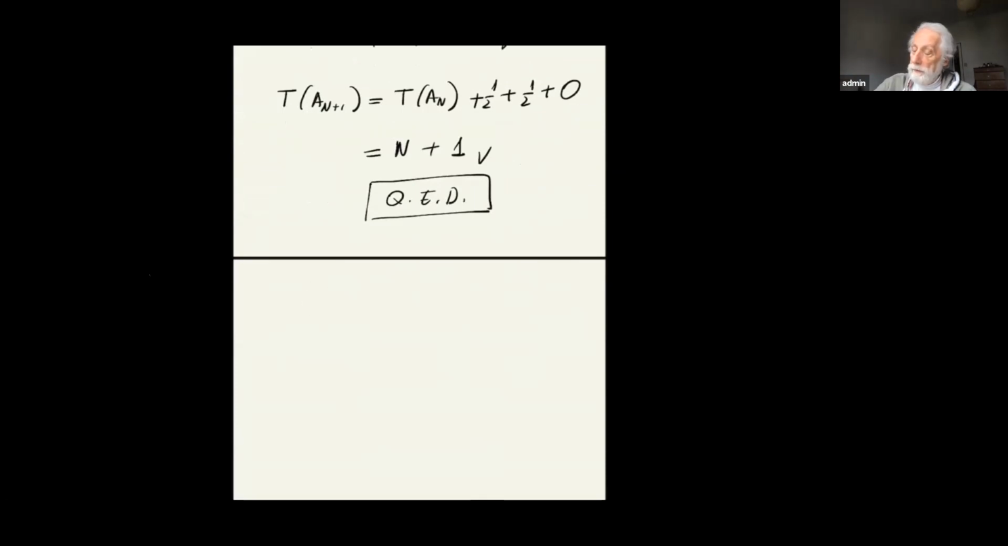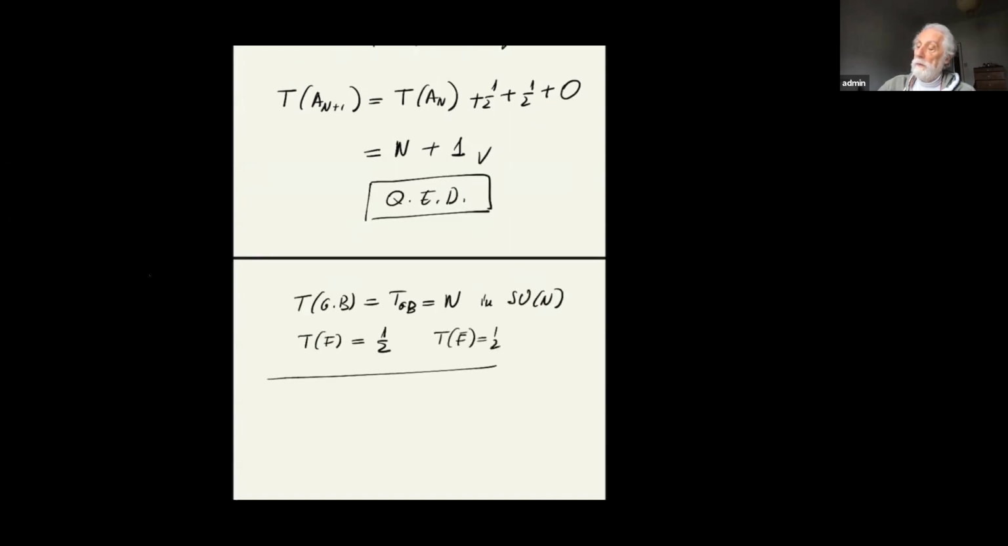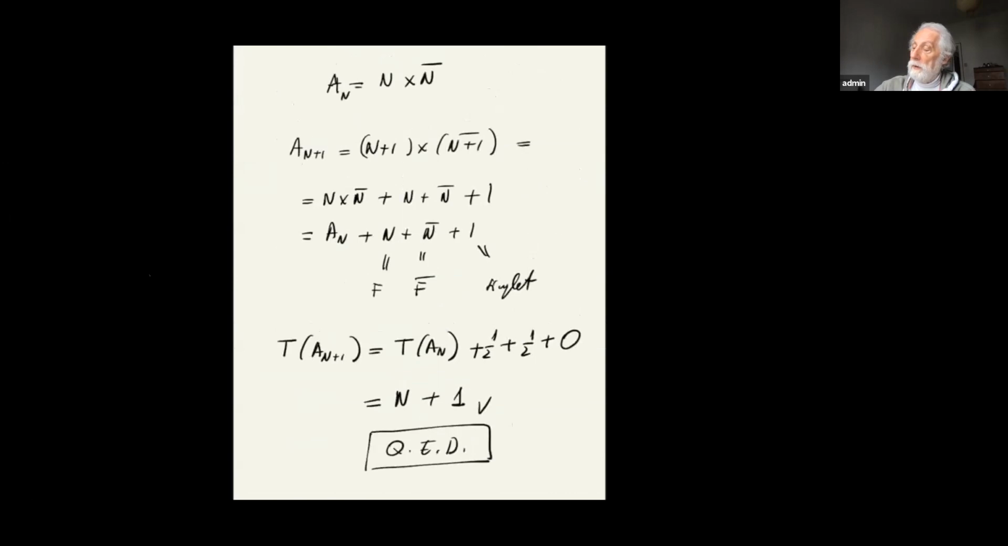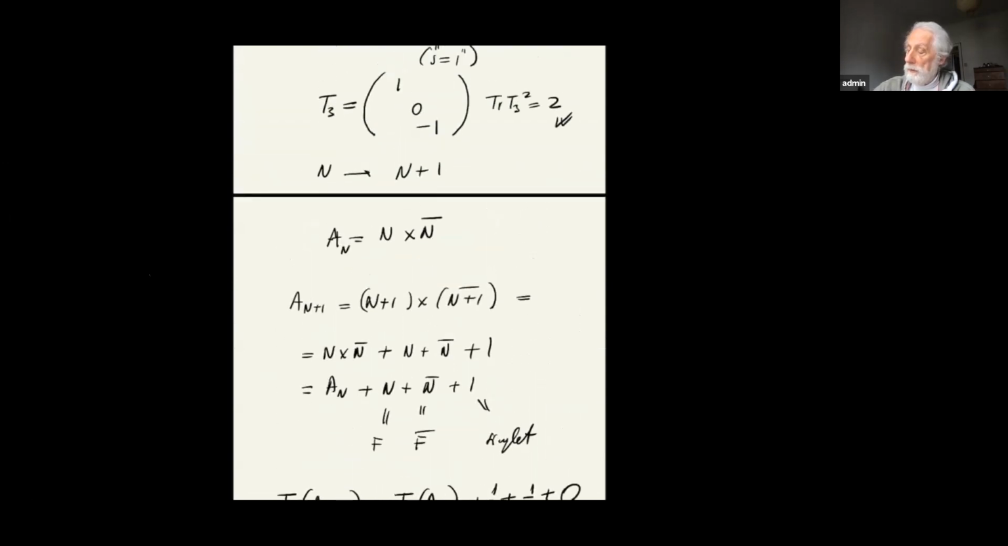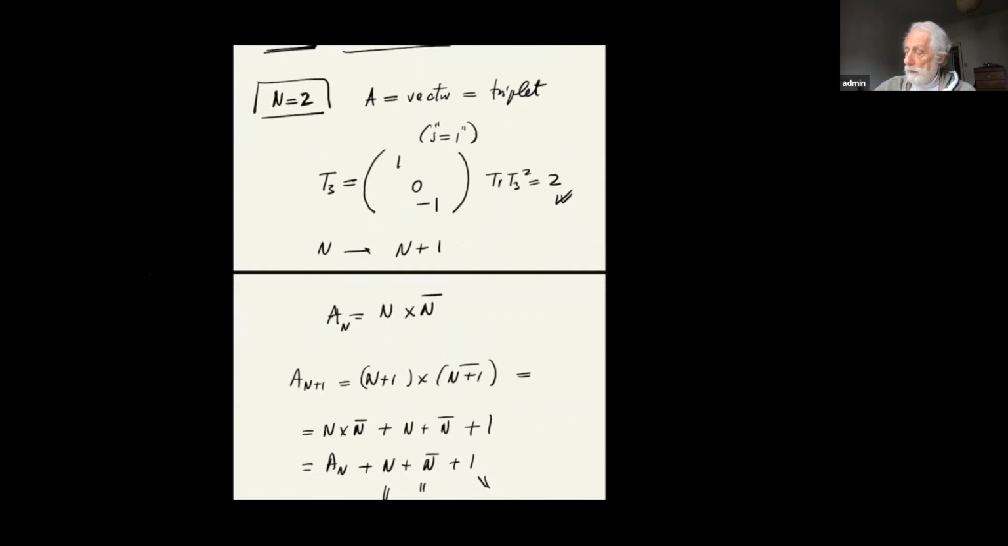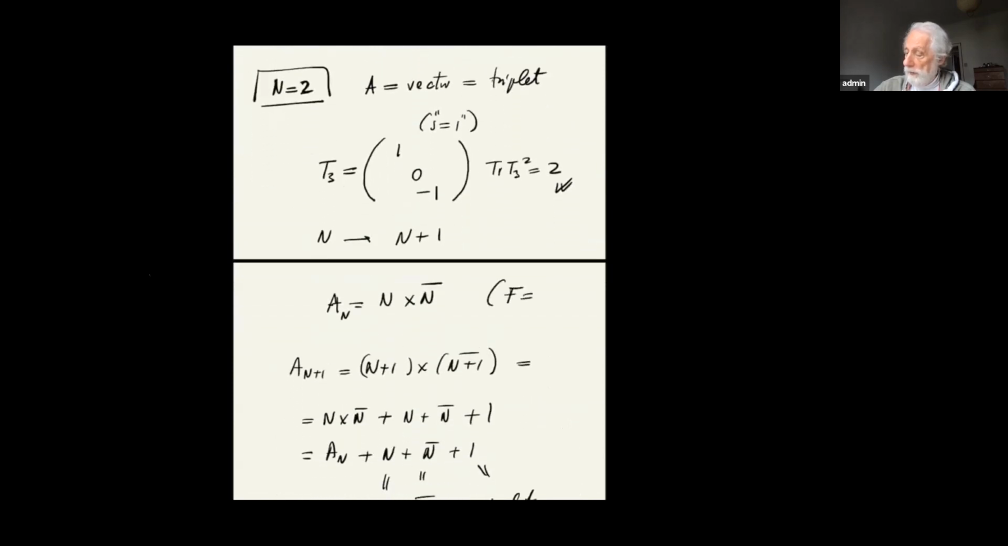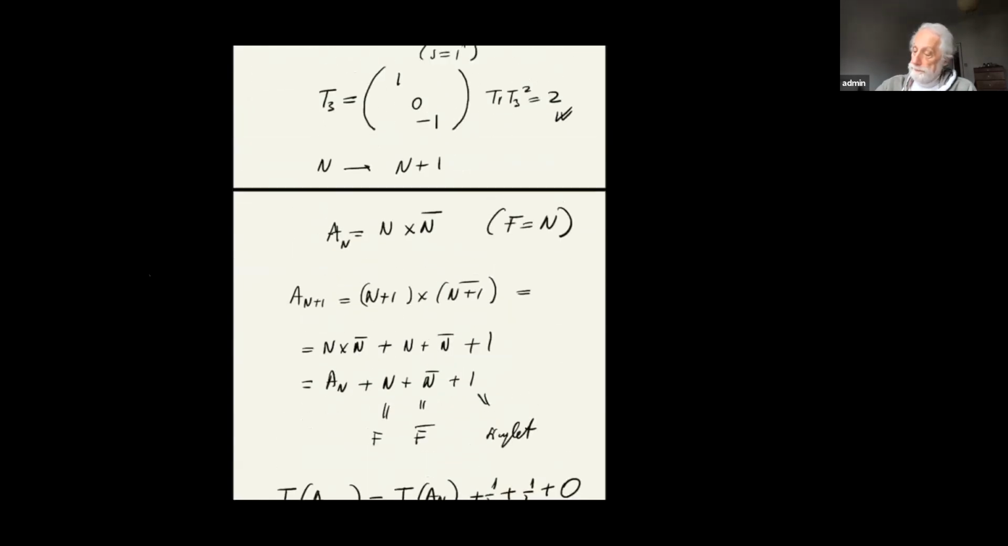This is very important. I just found that T of the adjoint, the gauge bosons, which I call TGB, is N in SU(N). And once again, T of the fundamental is a half, and T of the anti-fundamental is a half. Just to be sure, here I assume that the fundamental representation is what I call the N dimension.